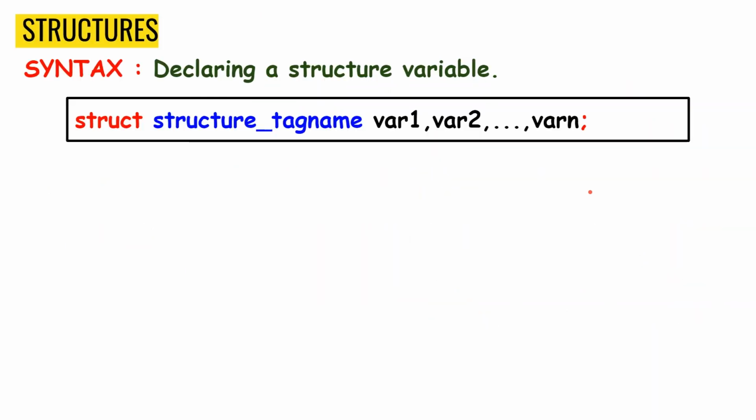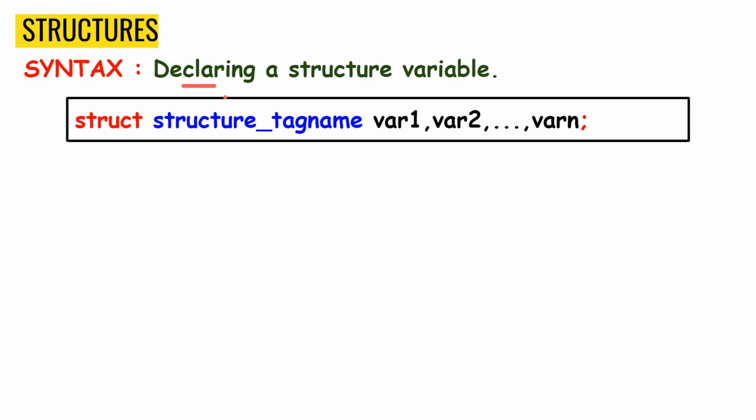Structure definition does not reserve any space in the memory. Hence, it is not possible to initialize the structure members during the structure definition. Only after the declaration, memory space is allocated for the structure. So how to declare a structure variable?